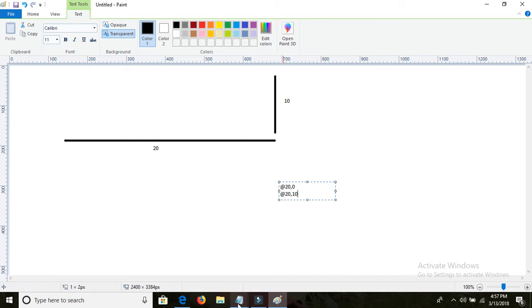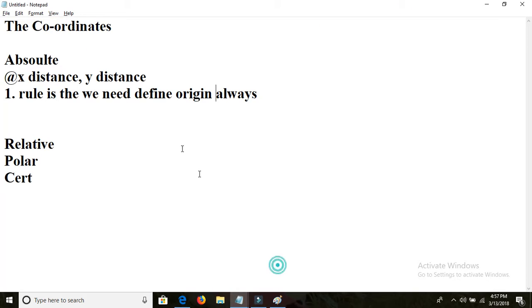So this is called absolute. If we are going for absolute, it is very difficult to make plans. Why? Because we always have to take origins, so that's very difficult. But this is needed when you make structure drawings. If you are going for STAAD.Pro, in STAAD.Pro we use this type of coordinates.